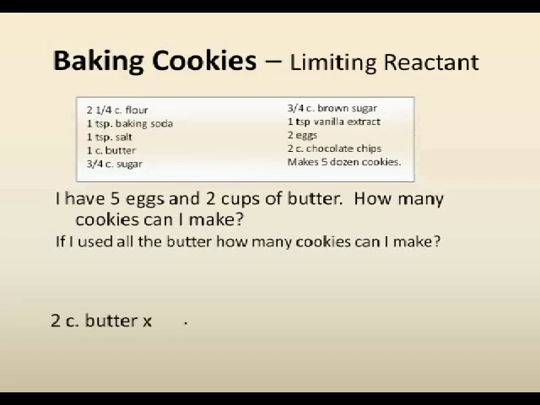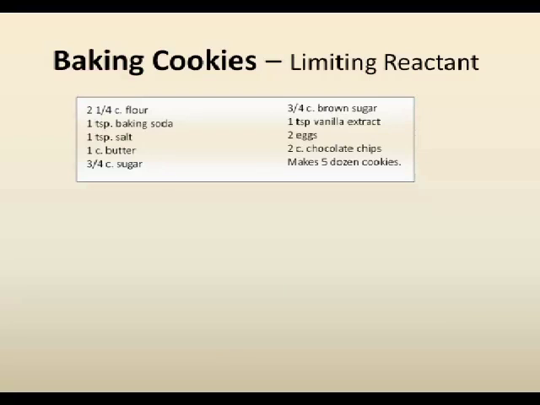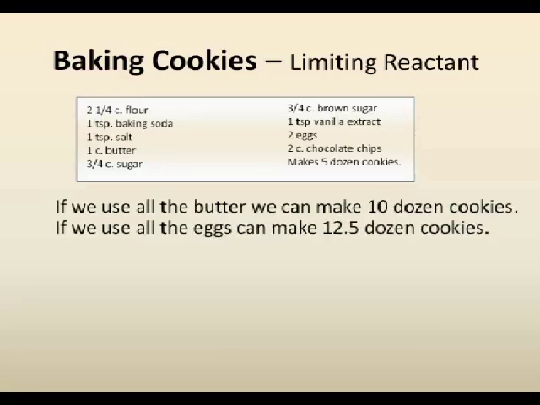What if I use up all the butter? Well, if I go ahead and use up all the butter, I can make 10 dozen cookies. So which one's limiting? If we use up all of the butter, we can make 10. If we use up all the eggs, we can make 12.5. Well, obviously, we can only make 10 dozen.